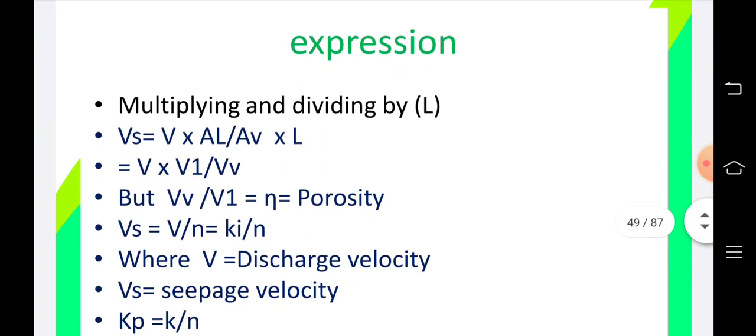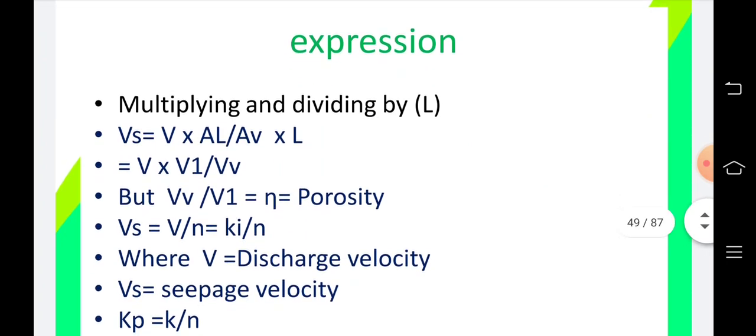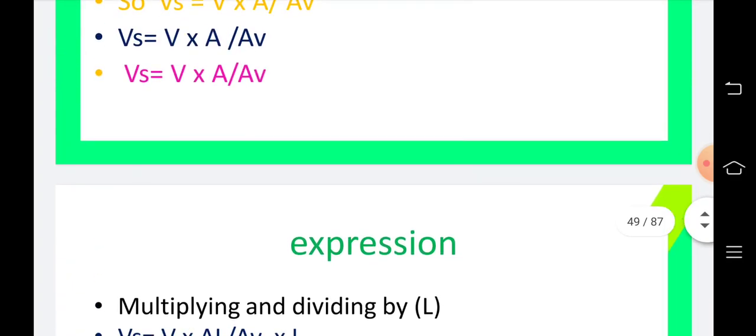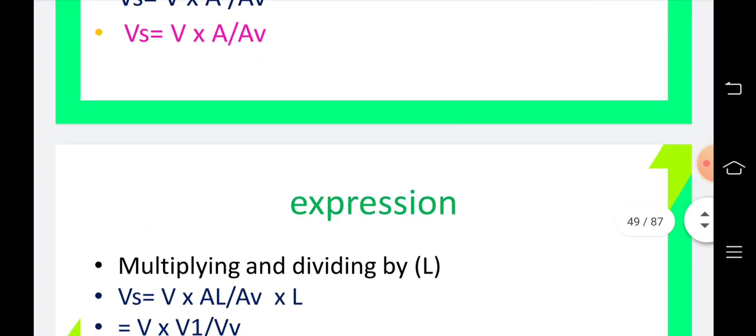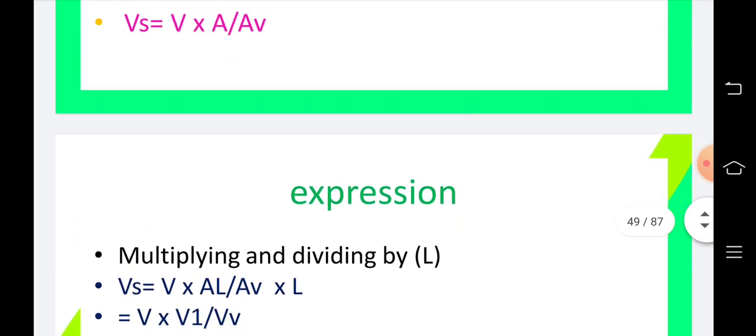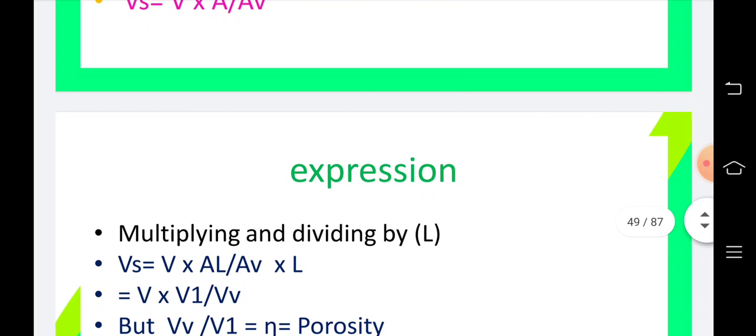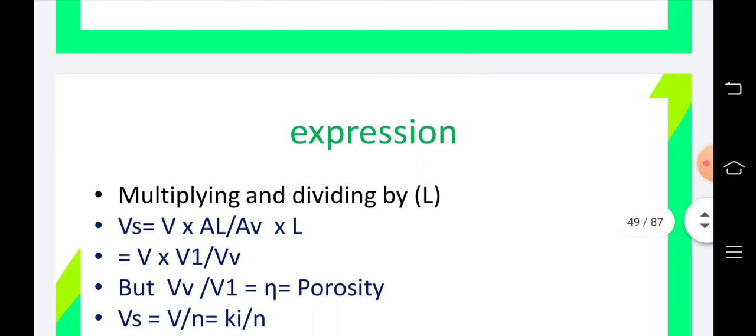Then divide and multiply this term by L. So Vs equal to V into A upon Av, that is V into A into L in the numerator and Av into L in the denominator. But we know that A into L is called a volume, which we can write as V1, and Av into L is also a volume, that is the volume of voids, so V1 upon V.